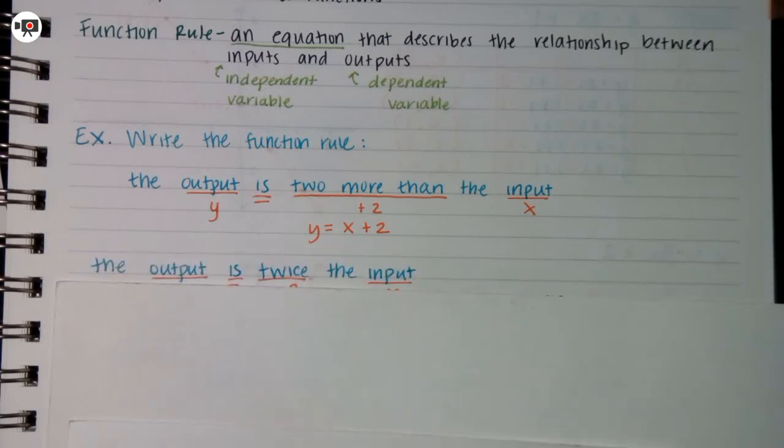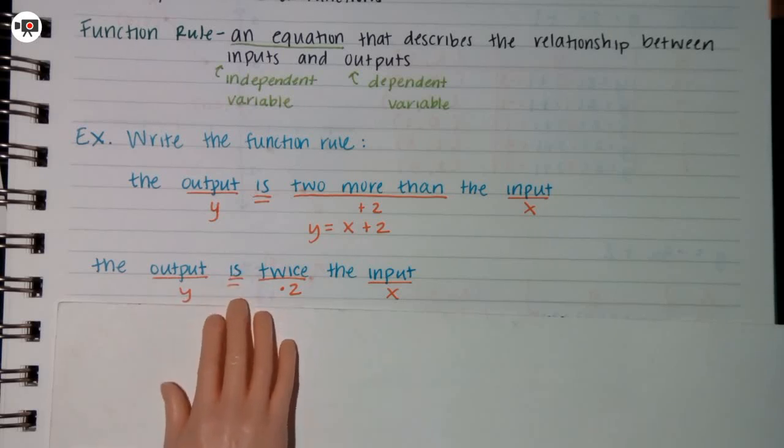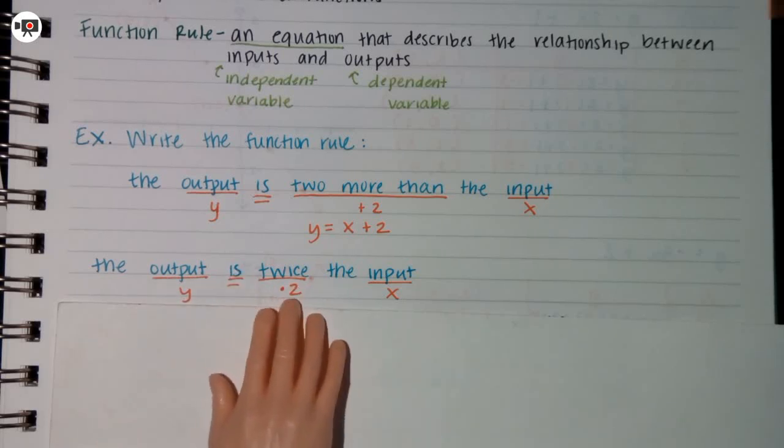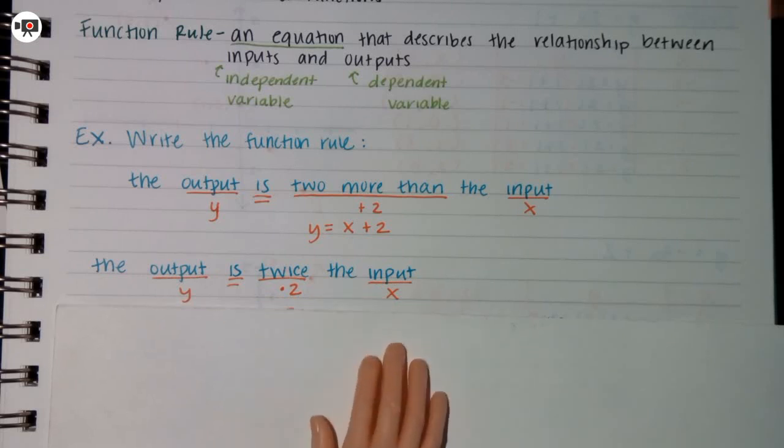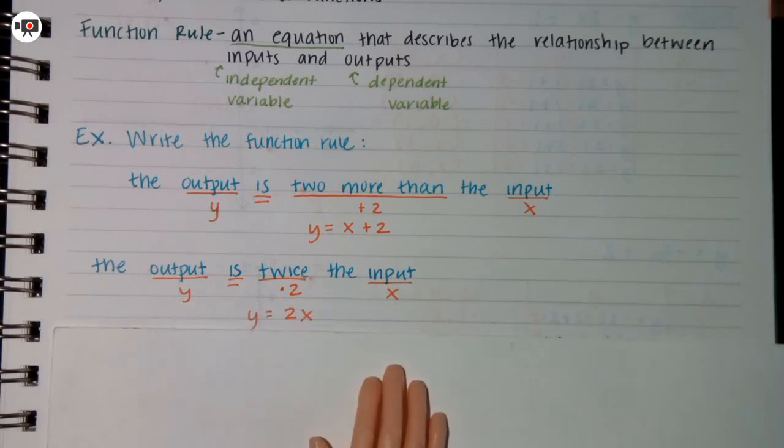If we have the output is twice the input, output is y, is the equal sign, twice means multiplied by 2, and the input is x. So that is y equals 2x.